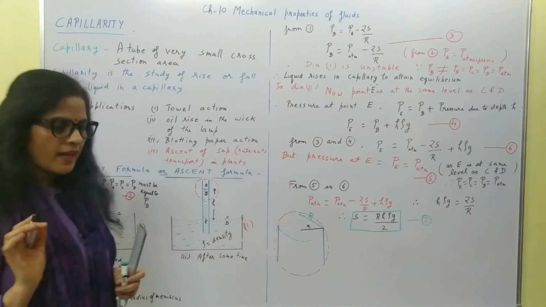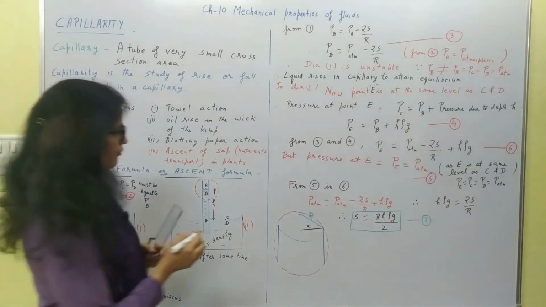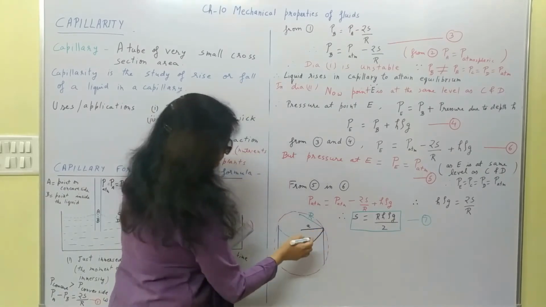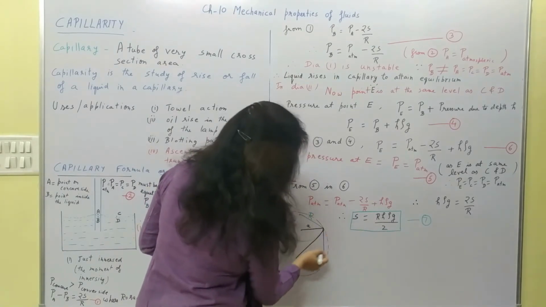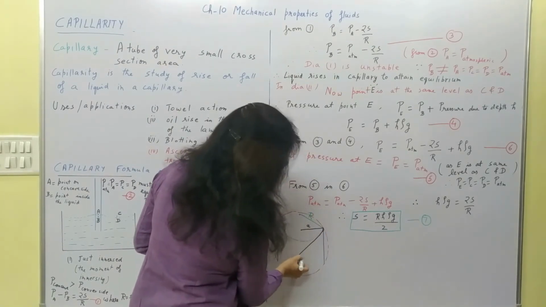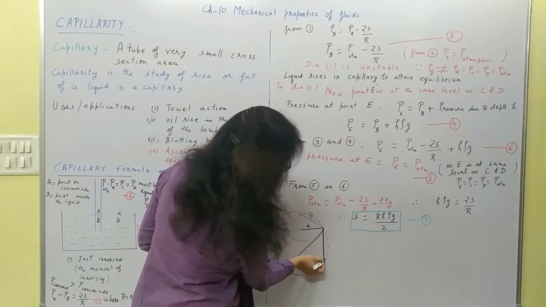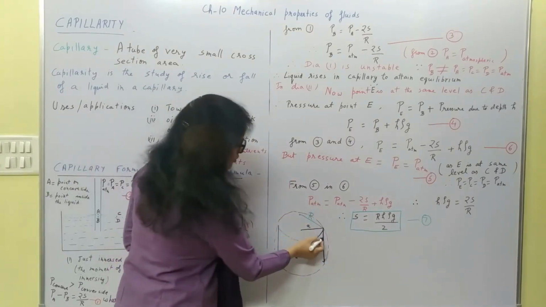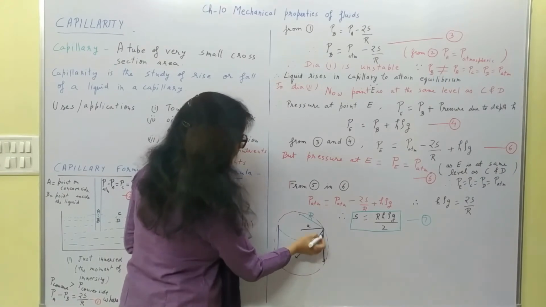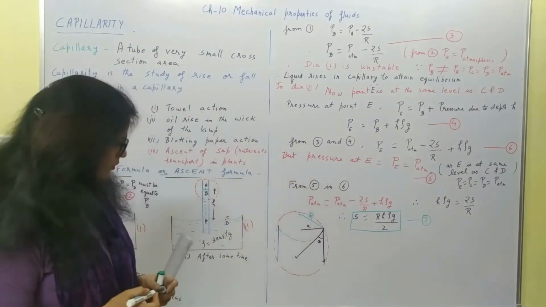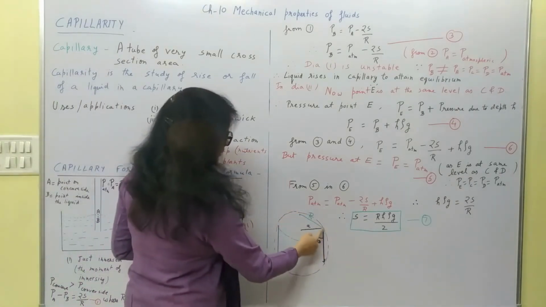You have studied about the angle of contact. Angle of contact is the angle between the tangent to the liquid surface at the point of contact, this is the point of contact, and a line parallel to the surface of the container inside the liquid. So this is the angle of contact. The angle between two lines is equal to the angle between their perpendiculars. This line is vertical, this is horizontal.